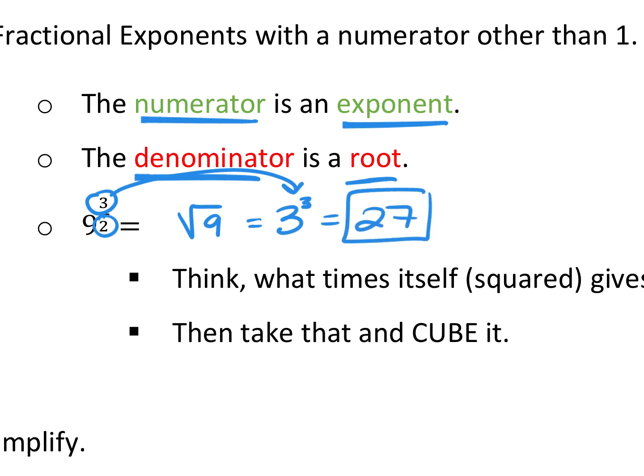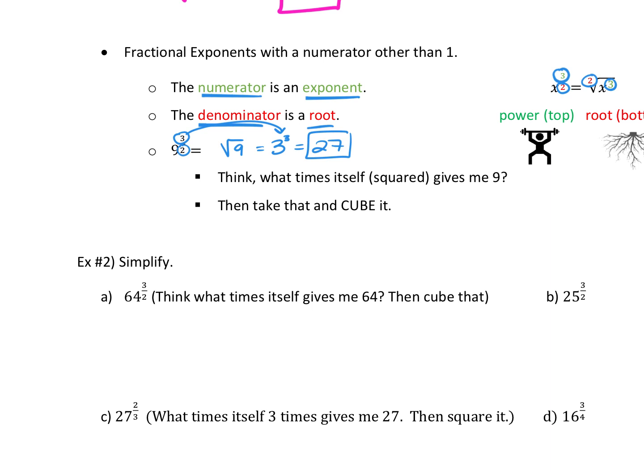So what we're doing is square rooting and then cubing. Now, you don't have to do it that way. You could cube first and then square root, but you get huge numbers if you do it that way. So I don't recommend it. I always recommend do the root first and then take the exponent, okay, which is what I did here. What times itself gives you 9? That's 3. Take that and cube that number.